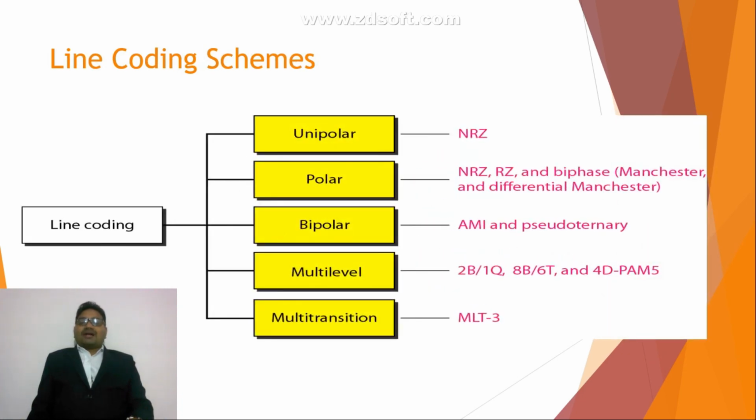Now, what are the line coding schemes? There are basically 5 types. First is unipolar, that is non-return to zero. Polar, in which come NRZ, RZ, and biphase, that is Manchester and differential Manchester. Then bipolar, AMI, alternate mark inversion, and pseudo-ternary. Then multi-level and multi-transition. Basically, we are going to see just the 3 basic types; we are not going into the details.